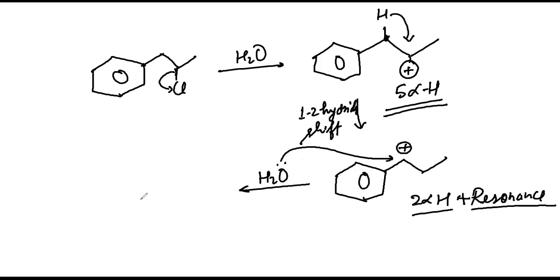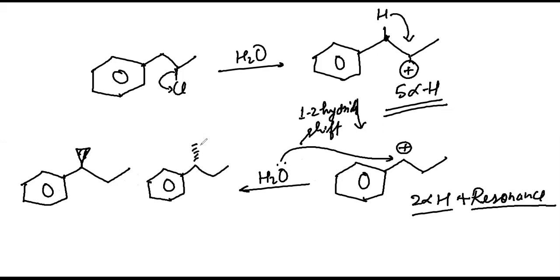So you will get two products, either this or this. Are you getting this? I hope you can see it is a chiral carbon, and it is the only chiral carbon. So it is your freshly prepared chiral carbon. Tell me, will racemization occur or not? Sir, it will occur. Yes.